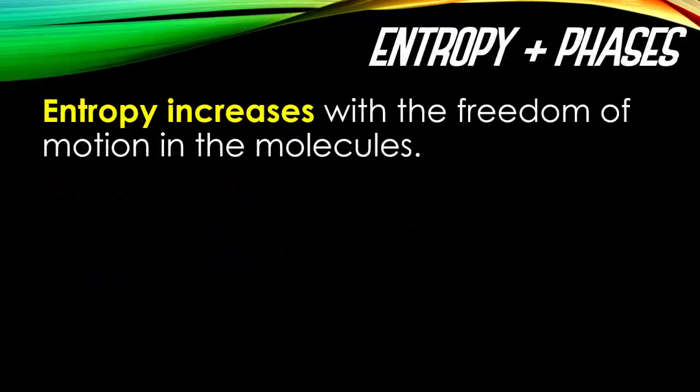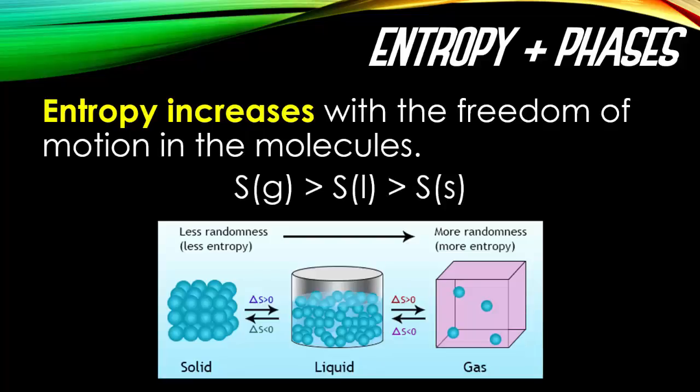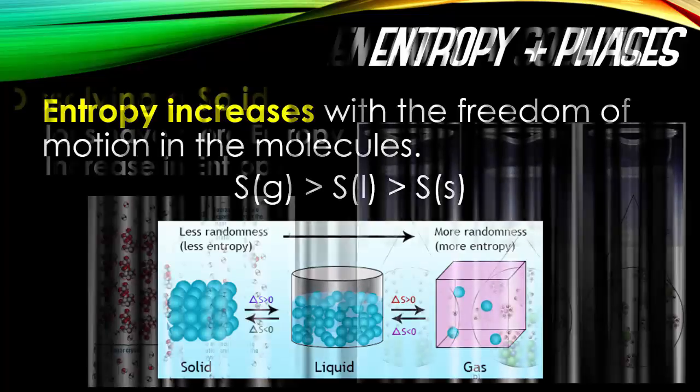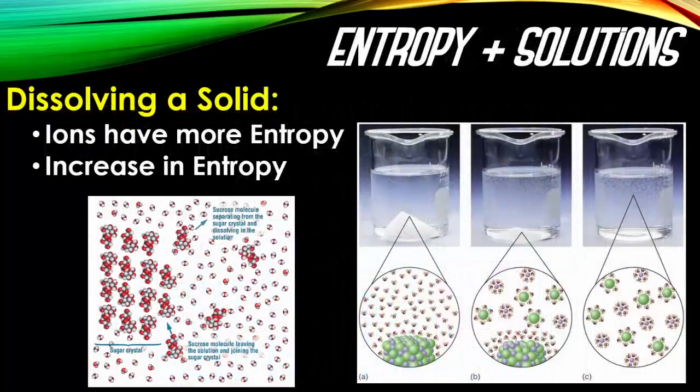We also understand that entropy increases with the freedom of motion of the molecules. Therefore, the entropy S of a gas is the greatest, while the entropy of a liquid is in between, and the entropy of a solid is the lowest. We also understand that when you dissolve an ionic compound into water, the entropy of the ions increases. Why? Because when the sample is broken down into separate ions, they are freely floating in the 3D space of water.